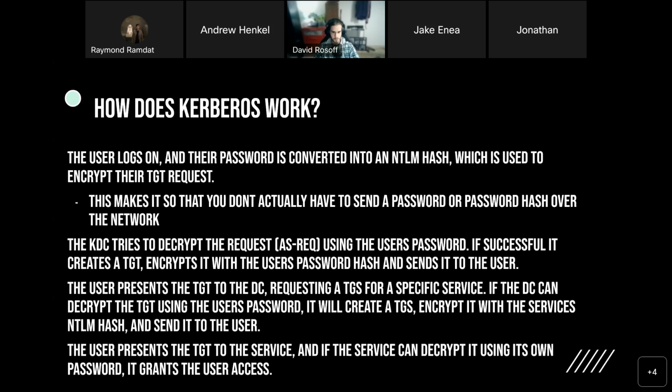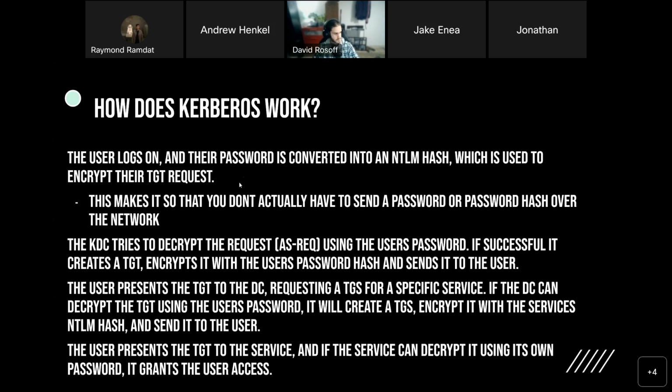This ticket basically is going to be used going forward to verify the user's identity. So when the KDC receives this encrypted request, since the KDC is part of the domain controller, it has access to the user's password, or actually it'll just take their password hash because it doesn't store the clear text password, and it will try to use that to decrypt the request. If it can decrypt the request, then the user has successfully verified their identity, and the KDC will create a TGT, a ticket granting ticket, encrypt it with the user's password hash, and then send it back to the user.